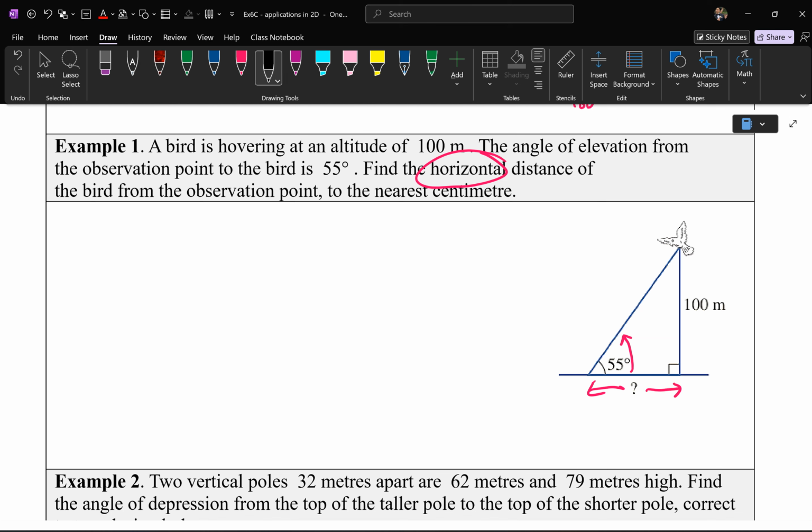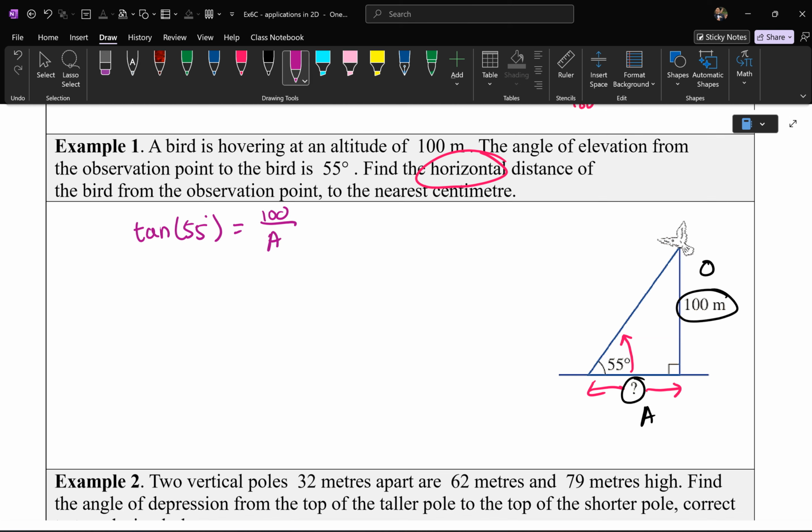Based on what I've got, I can see I've got this side. The 100 meters represents which side? Hypotenuse, opposite, or adjacent? Opposite. The side that I'm trying to find is called the... So I've got O and A. Function I should be using? Tan. So tan of 55 degrees should equal opposite, which is 100, divided by A, which is the question mark. Well, I'll call it A for adjacent.